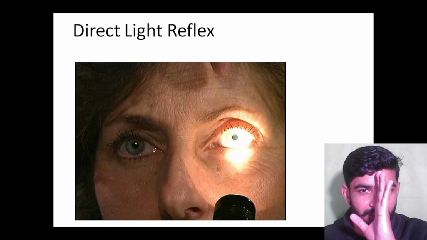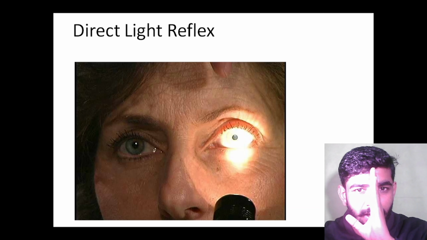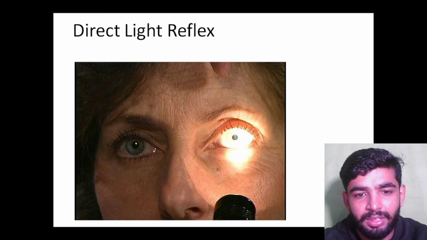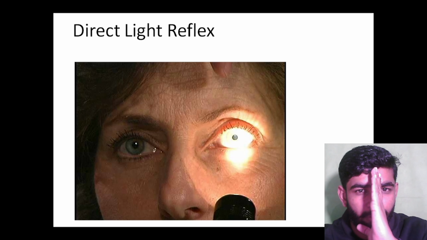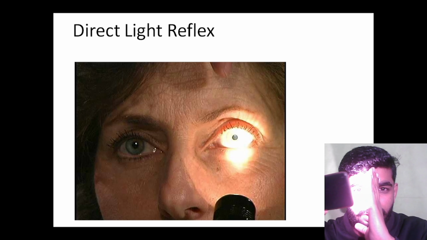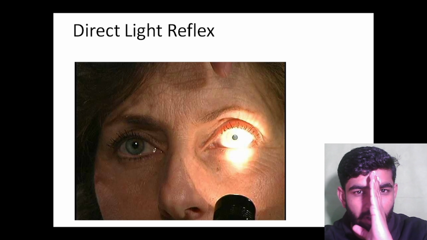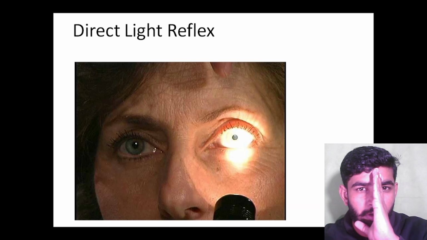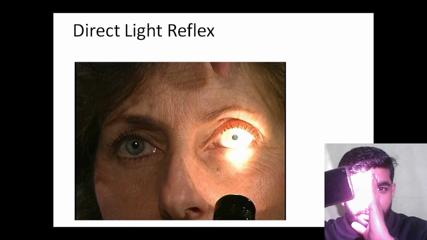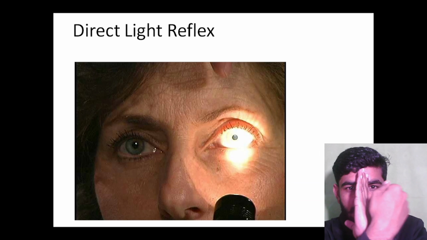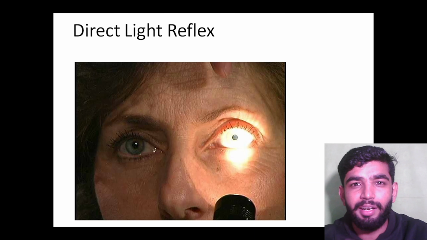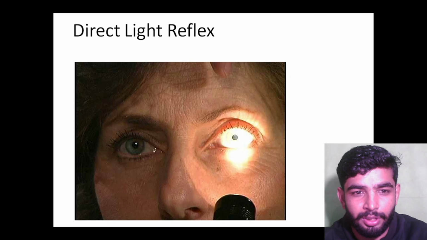Just imagining, I am shining the light on my right side. After the light, there is a constriction of the pupil. This is called the direct light reflex. The other is the consensual or indirect light reflex. If there is light on the right side, but I am watching the left side, there is a constriction of the pupil. This is called the indirect light reflex or consensual light reflex.